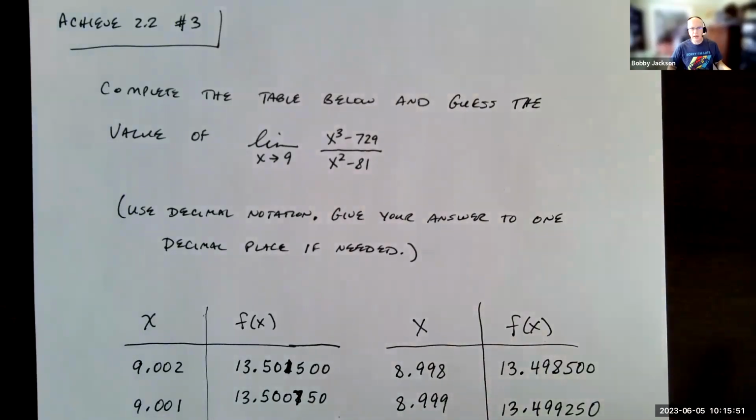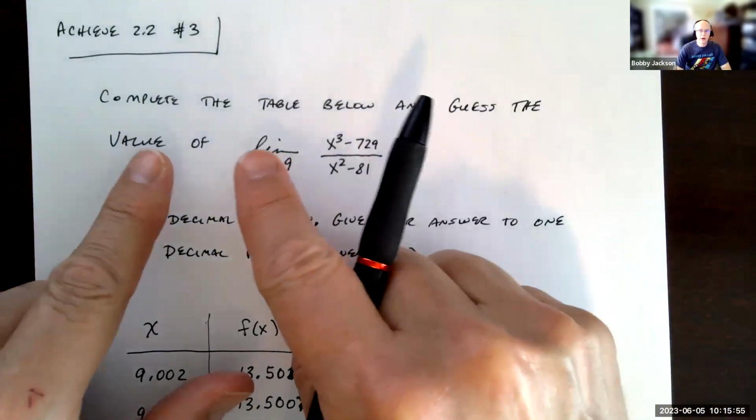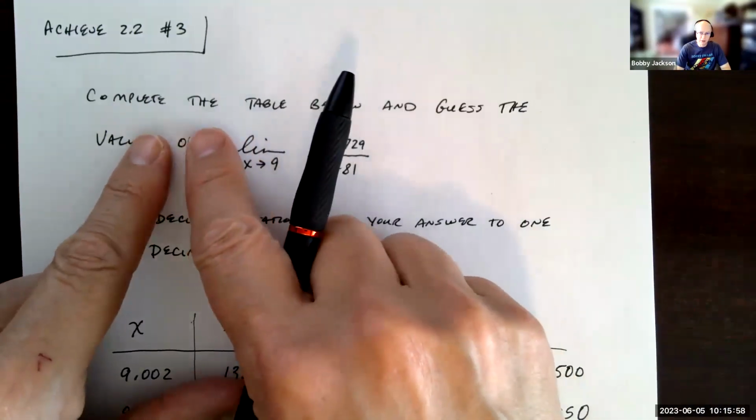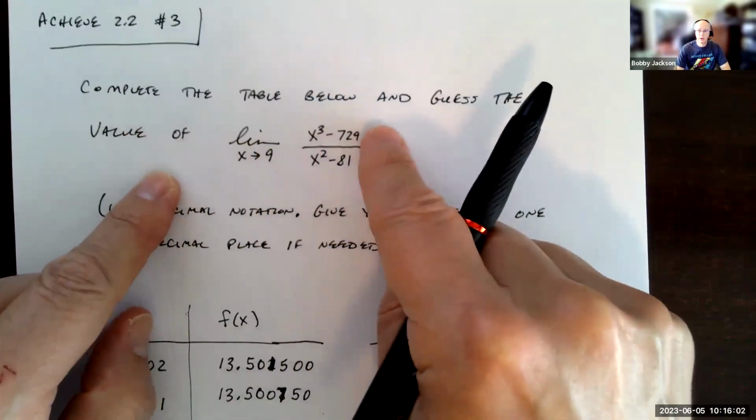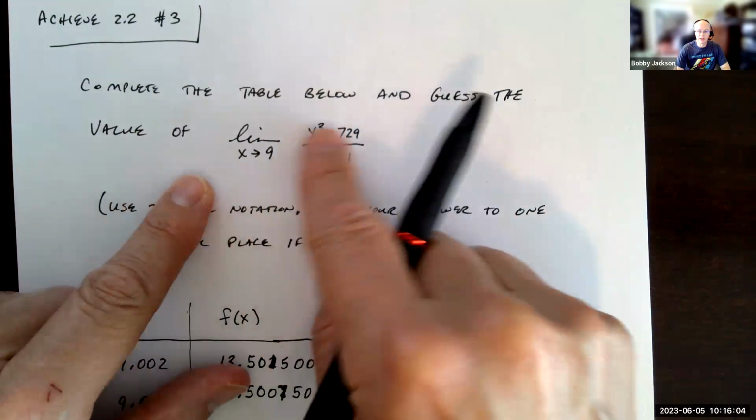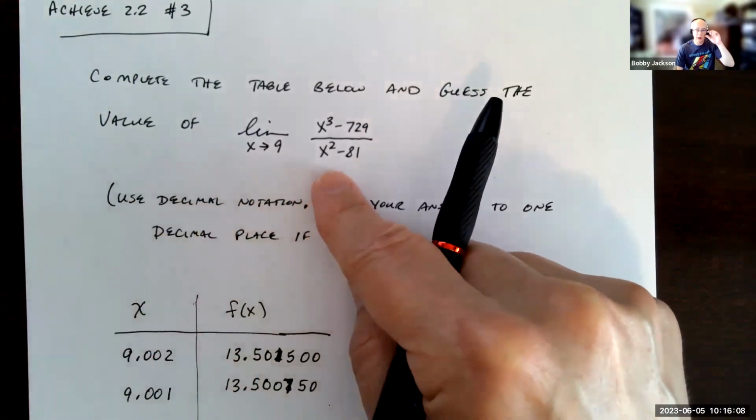Hey everyone, we're going to take a look at Achieve section 2.2 number 3. On scratch paper, they basically say complete the table that they give you, and guess the value of this limit here. So we're going to do this by finding this limit numerically, right?